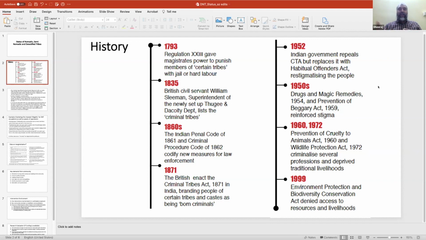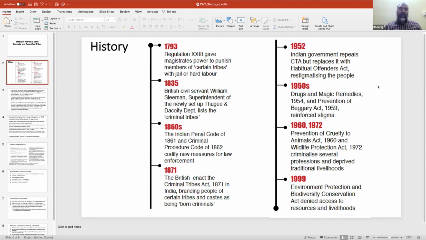Later on, post-1952, there have been other legislations like the Drugs and Magic Remedies Act, the Prevention of Cruelty to Animals Act, or the Wildlife Protection Act, which in a way put some of the professions that were taken up by these tribes into the category of illegal. So this is the history from where this very name emerged.